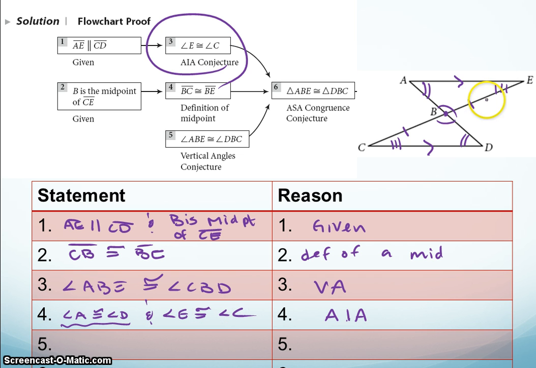So now I have an angle and a side and an angle. So I know that these two triangles are congruent through the angle side angle congruence. So I have triangle ABE, which is what we're trying to prove. So ABE is congruent to, well, A corresponds with D, and B corresponds with B, and E corresponds with C. So triangle DBC, which is what we wanted to prove. So we've converted our flowchart proof into a two-column proof.